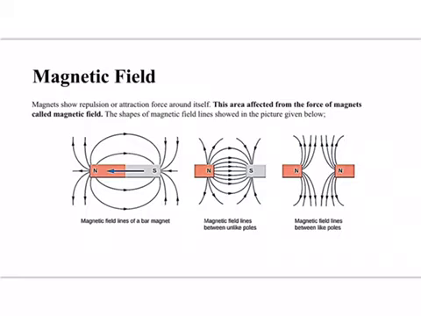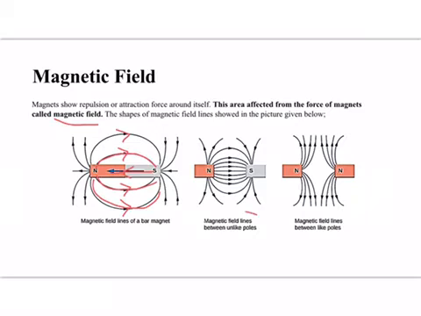The magnets show repulsion and attraction force around themselves. This area affected by the force of magnets is called the magnetic field. The shapes of magnetic field lines are shown in the picture given below. The magnetic field is directed from the north to the south pole in the outer region of the magnet, and inside the magnet it is from the south to the north pole.